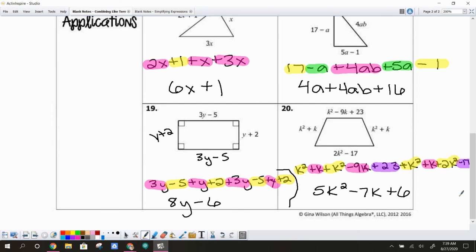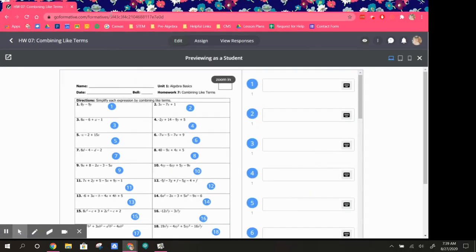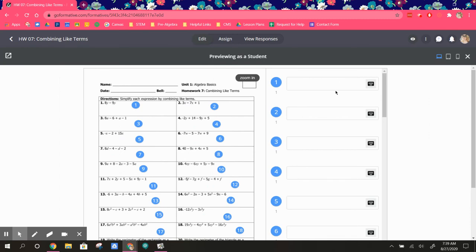All right, so what you're going to do now is you're going to go ahead and practice these in the Go formative. One thing about the Go formative that I want you to know is how to type in some answers. So when you are on the Go formative, which I'm going to bring in front of you right now, okay, when you want to type in exponents, so say for example in number, let's just pretend there's an exponent number 1.